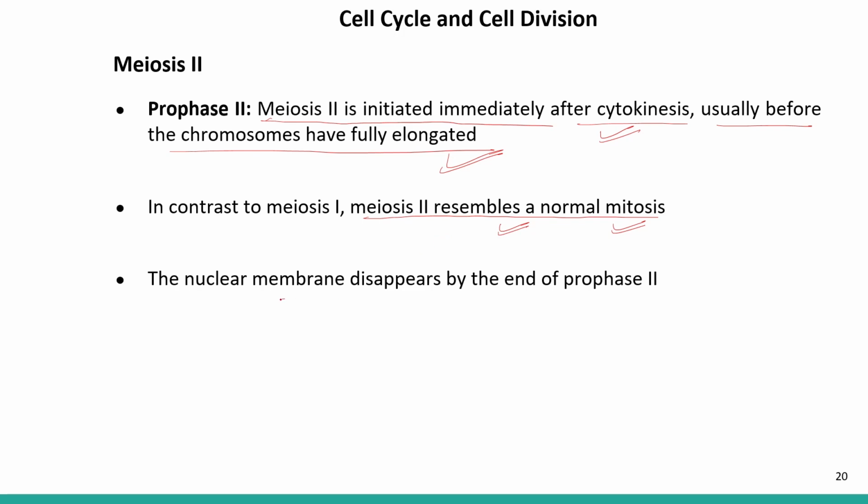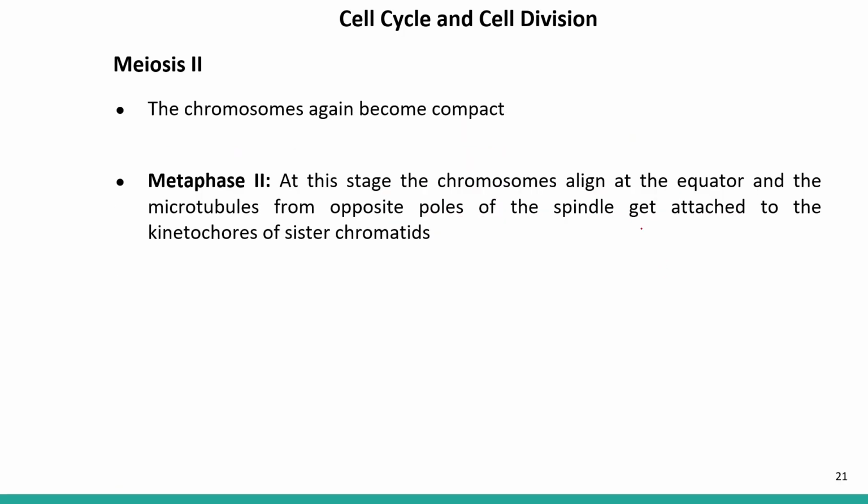The nuclear membrane disappears by the end of the prophase 2. So in the prophase 2, the nuclear membrane disappears, the nucleolus disappears, and the chromosomes become again very compact, right? At this stage, the chromosomes align at the equator, and the microtubules from the opposite poles of the spindle get attached to the kinetochores of the sister chromatids.